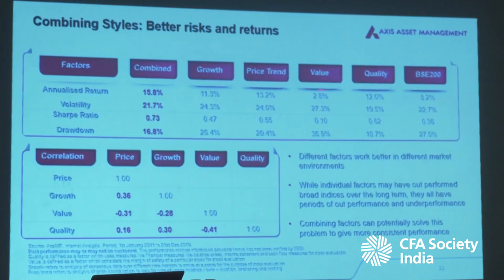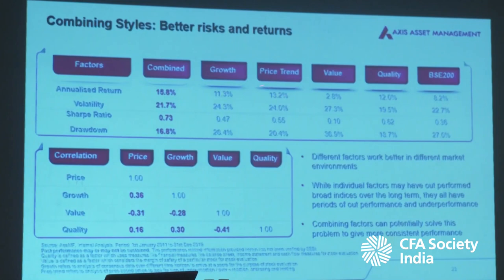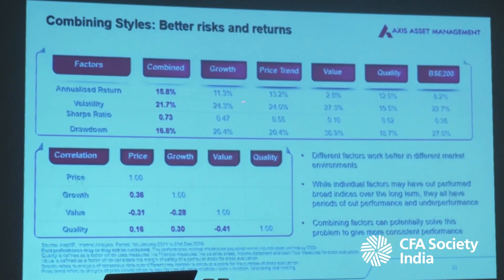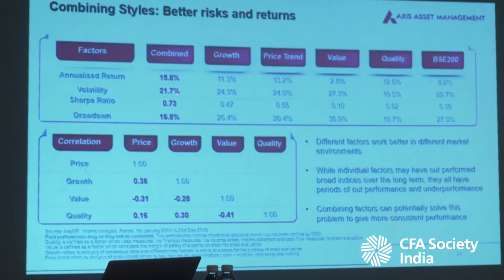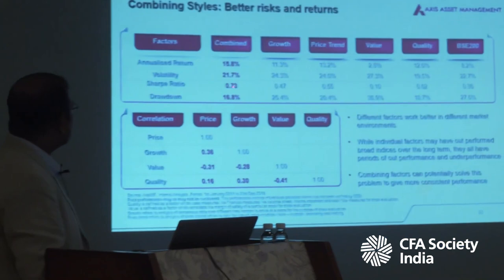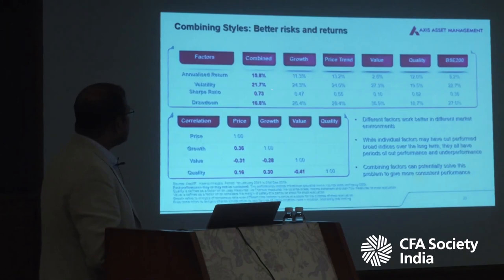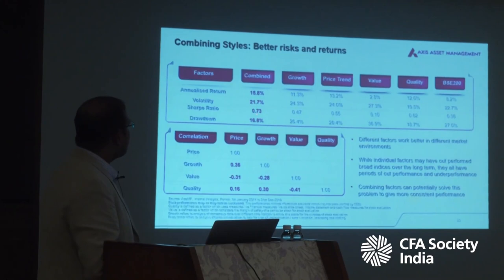But the beauty is when you combine these styles, the combined portfolio has an annualized return that is better than each of these individual portfolios. And the volatility is lower than all but quality. So quality has an annualized volatility of 19.5, whereas the combined strategy has a volatility of 21.7. But notice the Sharpe ratio on the combined one is 0.73, whereas the Sharpe ratio on quality is 0.62, which means even though you have incrementally higher risk, you are being more than compensated by higher risk adjusted return.